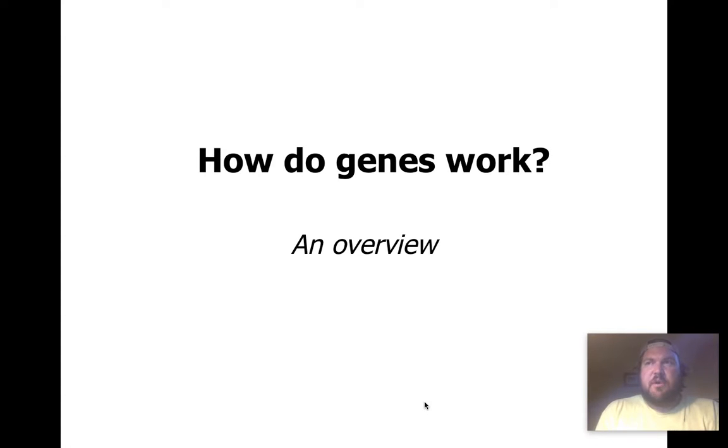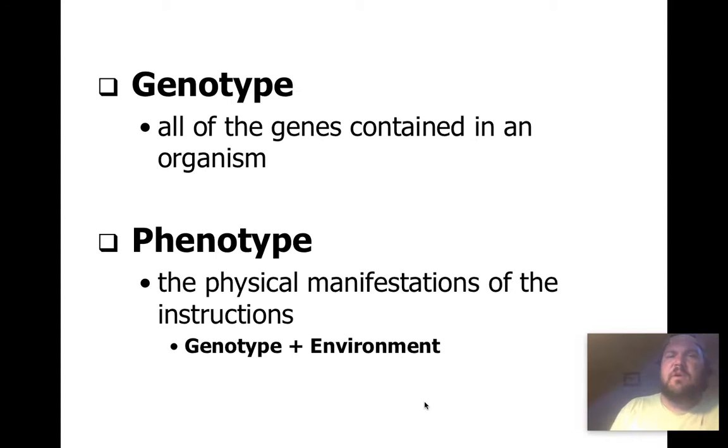So, how do genes work? How does a series of molecules, the A's, the C's, the T's, and G's, in a certain order, lead to something as profound as different eye colors or balding early in life or any of a number of things? How do we get from the genotype, the genome, all of the genes contained in an organism, to the phenotype, the physical manifestation of the instructions?